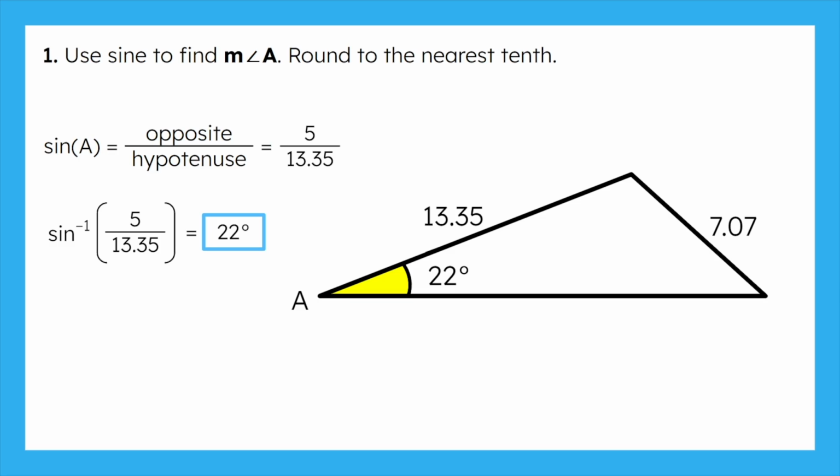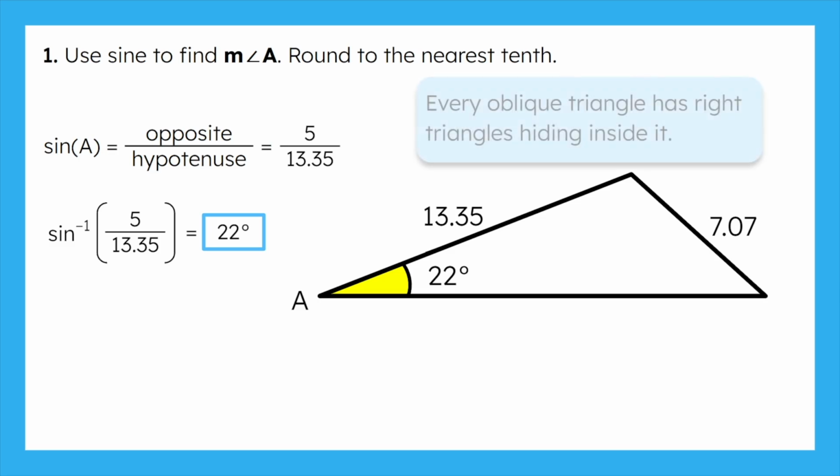And this is true for every oblique triangle. Every oblique triangle has right triangles hiding inside it. You just have to draw in an altitude to see them. And since those right triangles are always there, the trigonometry you already know applies to every triangle, not just the ones with a visible right angle.